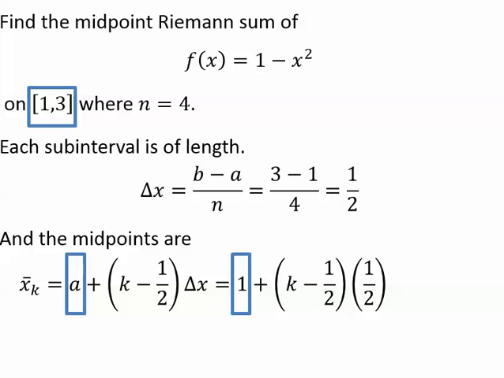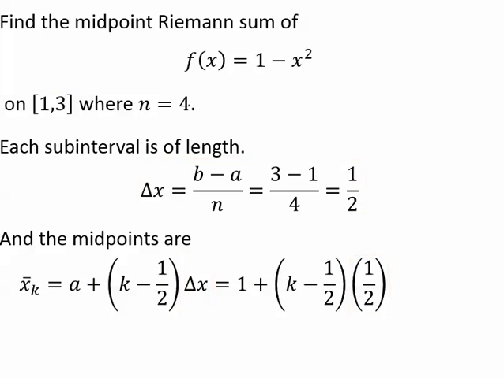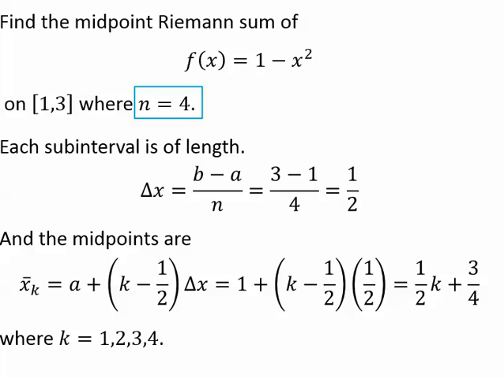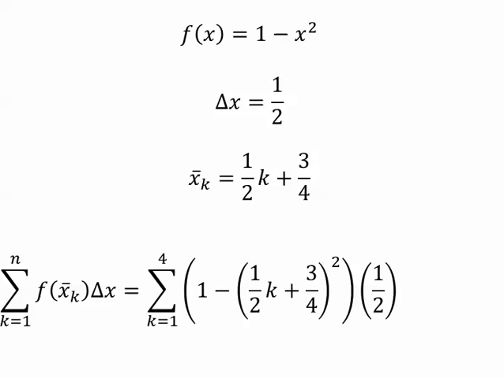a is equal to 1. Change of x is equal to 1/2. Next, we simplify the expression. Since there are 4 rectangles, k runs from 1 to 4. Use this information to set up the summation. After you set up the summation, use one of the methods discussed in the previous section to evaluate the summation.